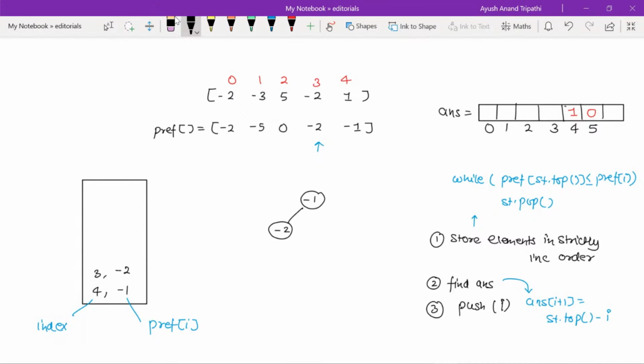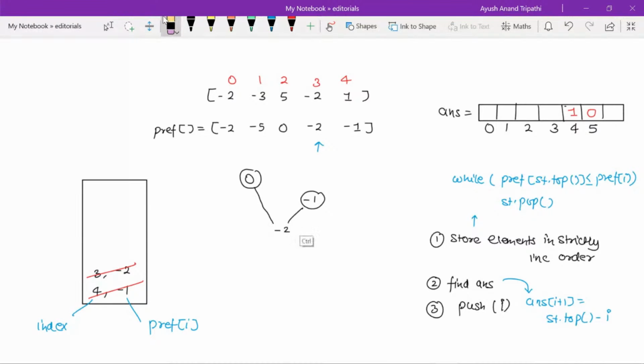So what is the next element? The prefix sum for the next element is 0. So we got 0, right? So what I will do, I will store the elements in strictly increasing order, the first step. So we'll remove all the indices for which the prefix value is lesser than or equal to prefix of I. So we'll remove this 2 from the stack. We'll remove this 1 as well.